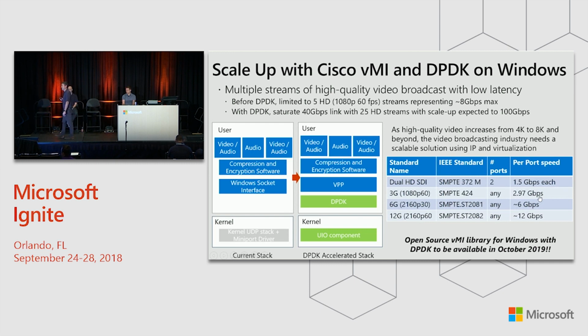We showed this at a DPDK summit in California about a few months ago and showed 70 million packets per second. So really saturating the link with those small packets. But to put that into perspective from a video processing capability, with DPDK, we can now saturate this 40 gigabit per second link with 25 HD streams. So we've had a 5x increase just by using DPDK on Windows to do video broadcasting with Cisco. And as standards increase from 4K to 8K, we'll be there to be able to scale up with it.